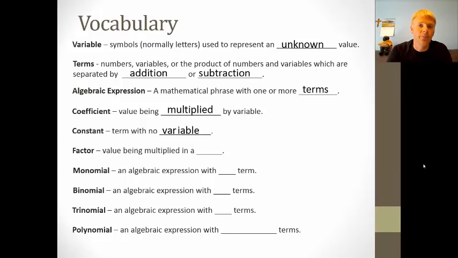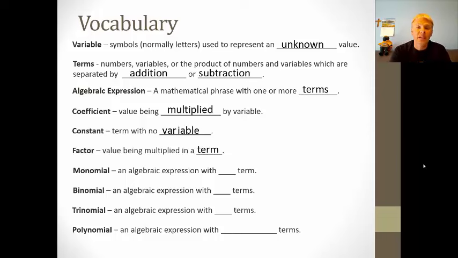Factors. Factors are also important here. Factors are the values being multiplied in a term. So when we look at a term, there's probably always going to be two or more factors. There might be a constant, which technically has no factors, but a lot of times there's going to be multiple factors in our terms there.